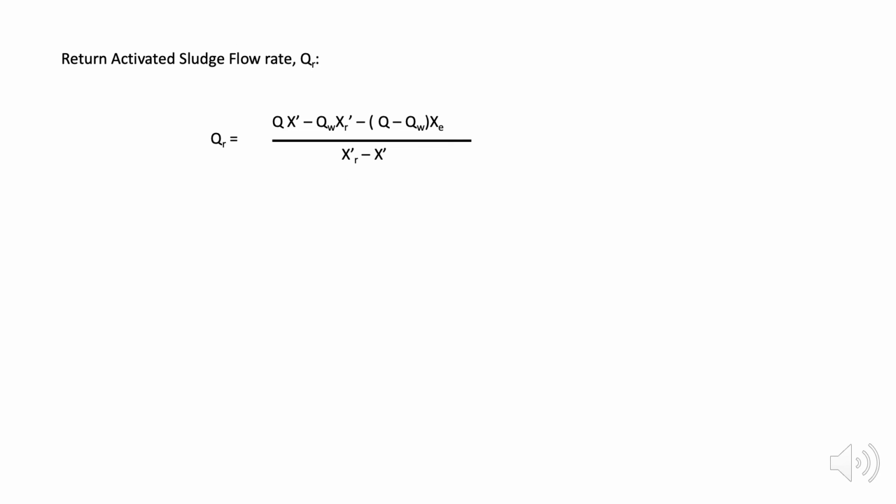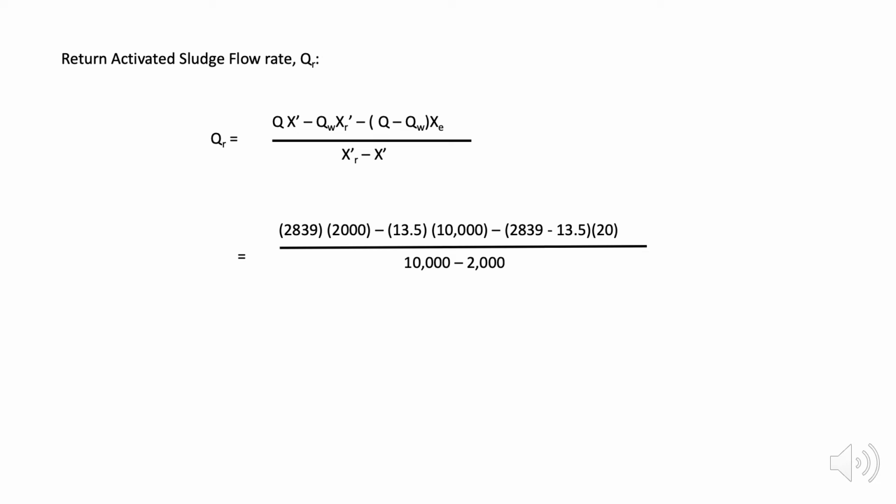Now, the next thing that we want to calculate is the return activated sludge flow rate, Q sub R, and this is the equation that we can use for doing that. We need to notice in this equation that we're using a little different parameter than we had before. We have x prime and x sub r prime, and the prime means we're looking at suspended solids concentration rather than volatile suspended solids concentration.